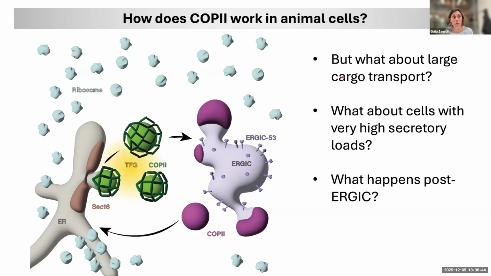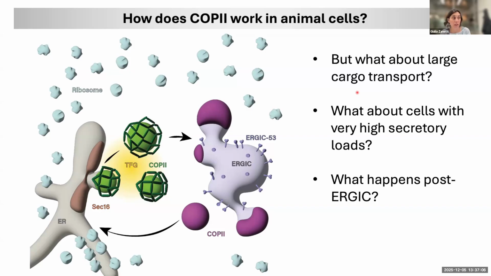So we have not solved the issue of large cargo transport, because we never see these tunnels that were kind of hailed as the solution for large cargo transport. So maybe these types of tunnels exist in different cell types, or in cells that need to transport collagens, for example, but we don't know that. We have yet to find the evidence for that.